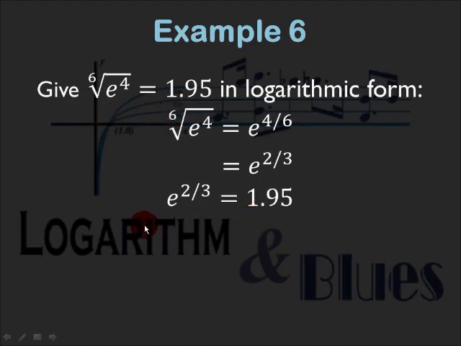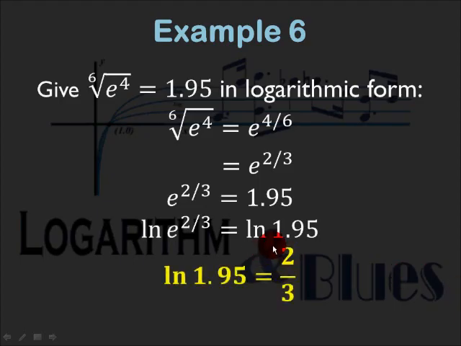Now what you're going to have to do is take the natural log of both sides, because that'll get rid of the e. So the natural log of e to the 2/3 is equal to the natural log of 1.95. So the natural log and the e here cancel each other out, and you're left with 2/3 equals the natural log of 1.95. Alright, so you've converted this to logarithmic form. The log of what number equals what? Natural log of 1.95 equals 2/3.